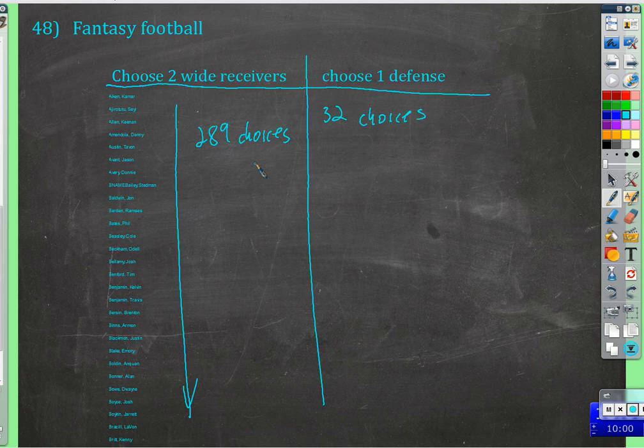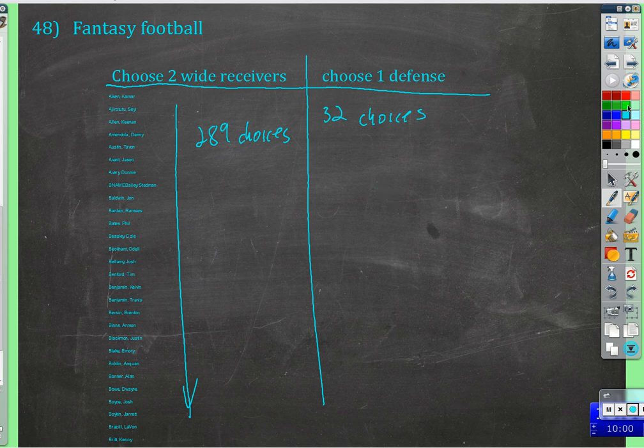It's been a long time since I played fantasy football, but let's say you choose 2 wide receivers. Let's just keep it simple. And then you choose 1 defense. And defenses give you points by getting quarterback sacks and safeties and blocking field goal attempts and all that kind of stuff.